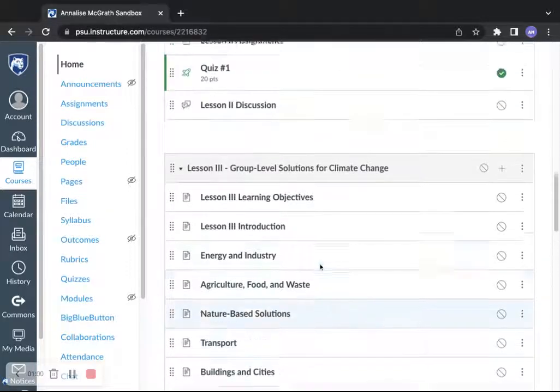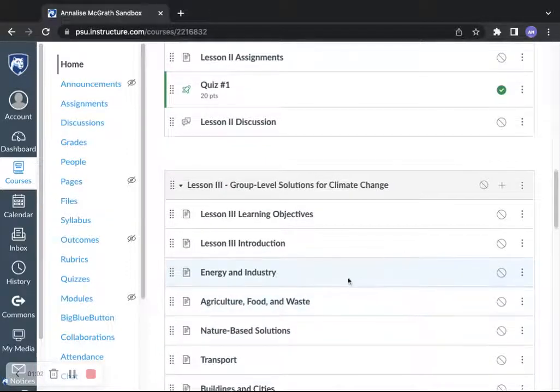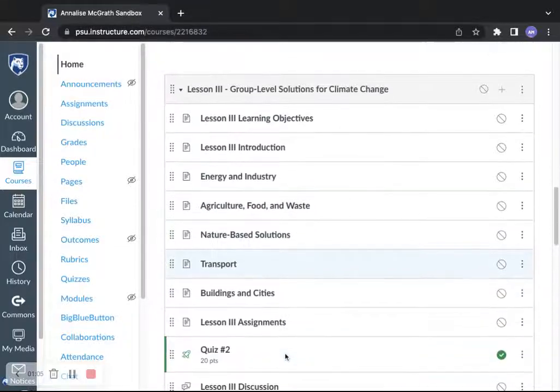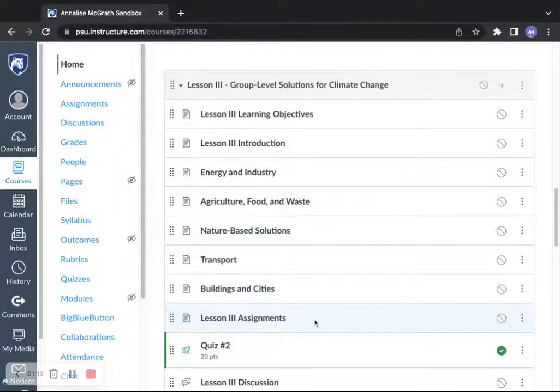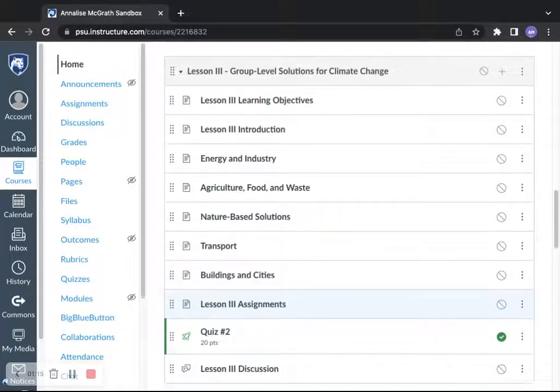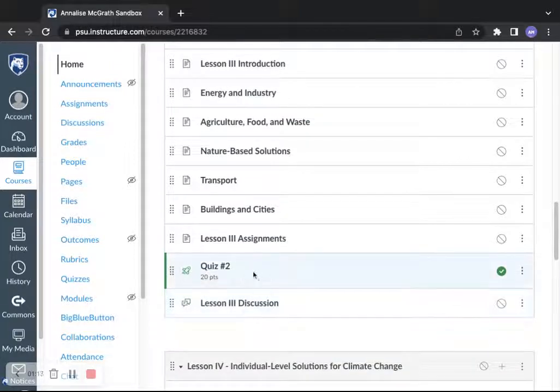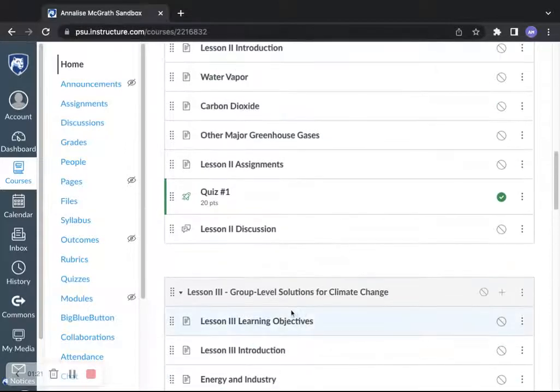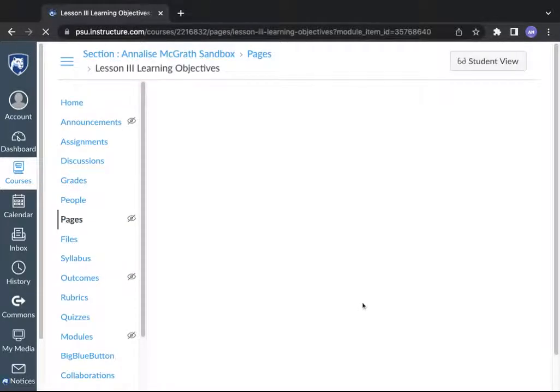So here, this is actually, I think, our lesson with the most individual pages. There was a lot of information in this lesson. A page for the assignments just to review all the reading that they should do and videos and links that they should access. There's a quiz for the content, and then there's a discussion assignment at the very end of the lesson. So let's jump in here and start looking at all of the individual pages.